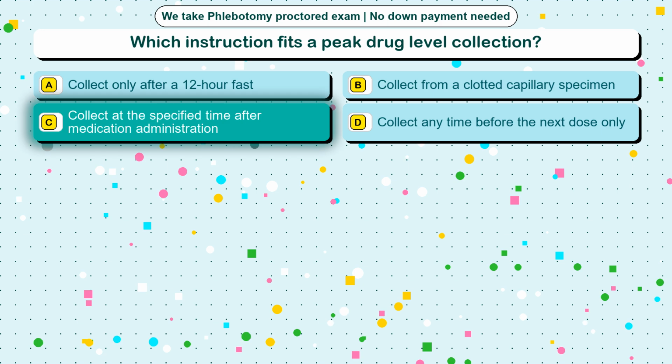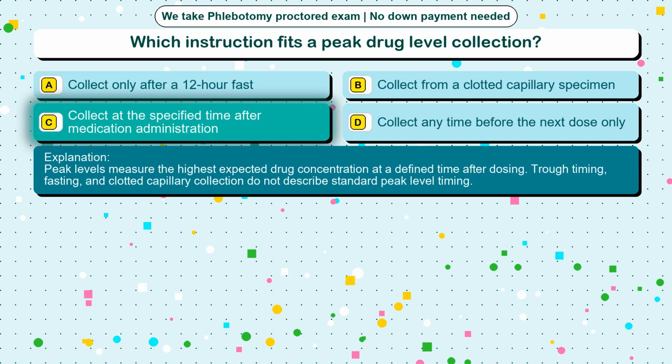The correct answer is option C. Collect at the specified time after medication administration. Peak levels measure the highest expected drug concentration at a defined time after dosing. Trough timing, fasting, and clotted capillary collection do not describe standard peak level timing.